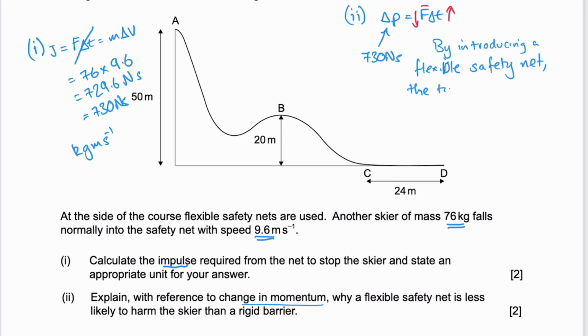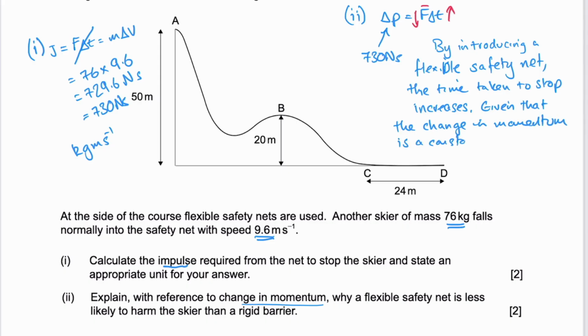The time taken to stop increases. Given that the change in momentum is a constant, this means the average force on the skier is decreased, causing less harm.